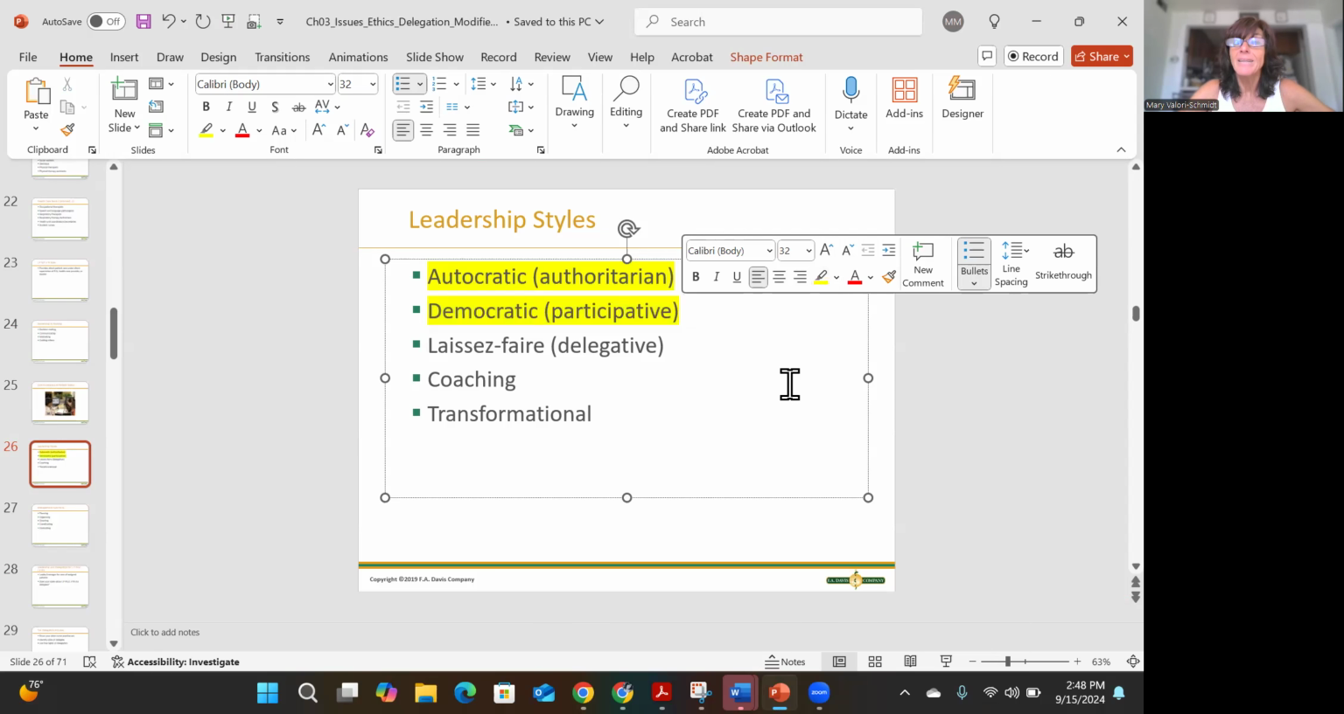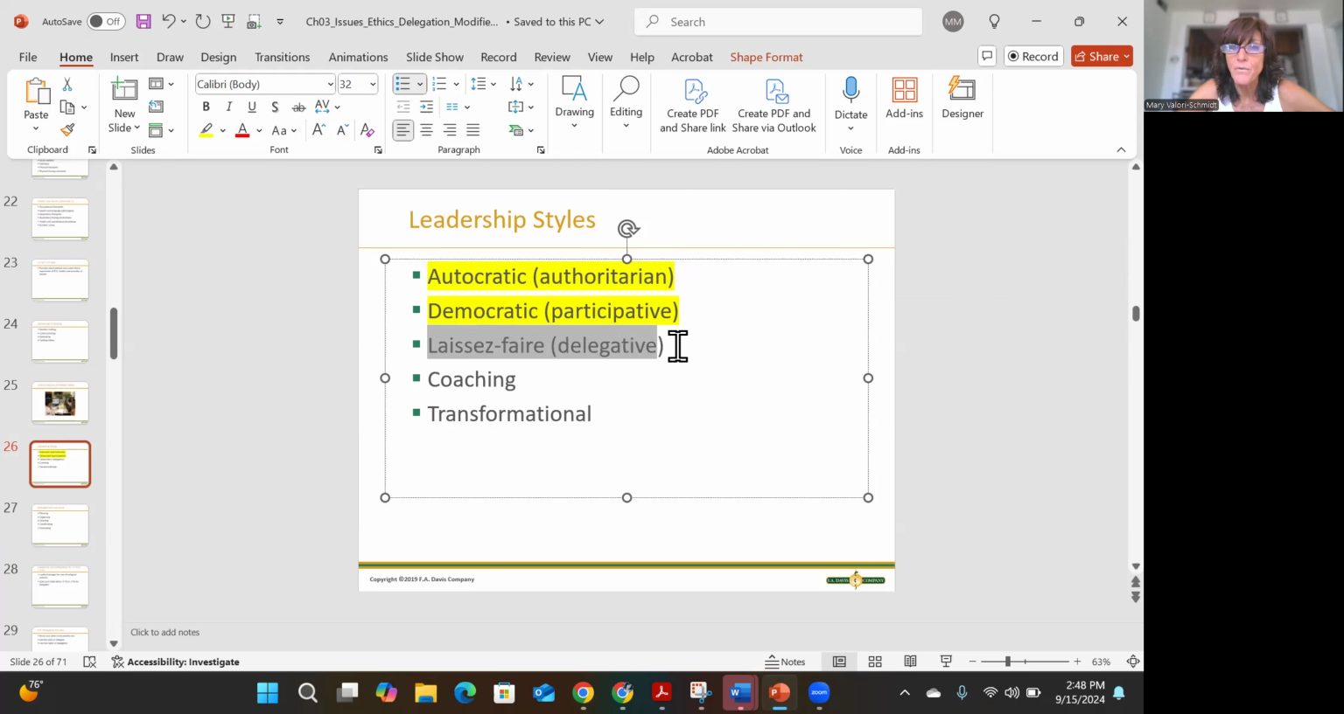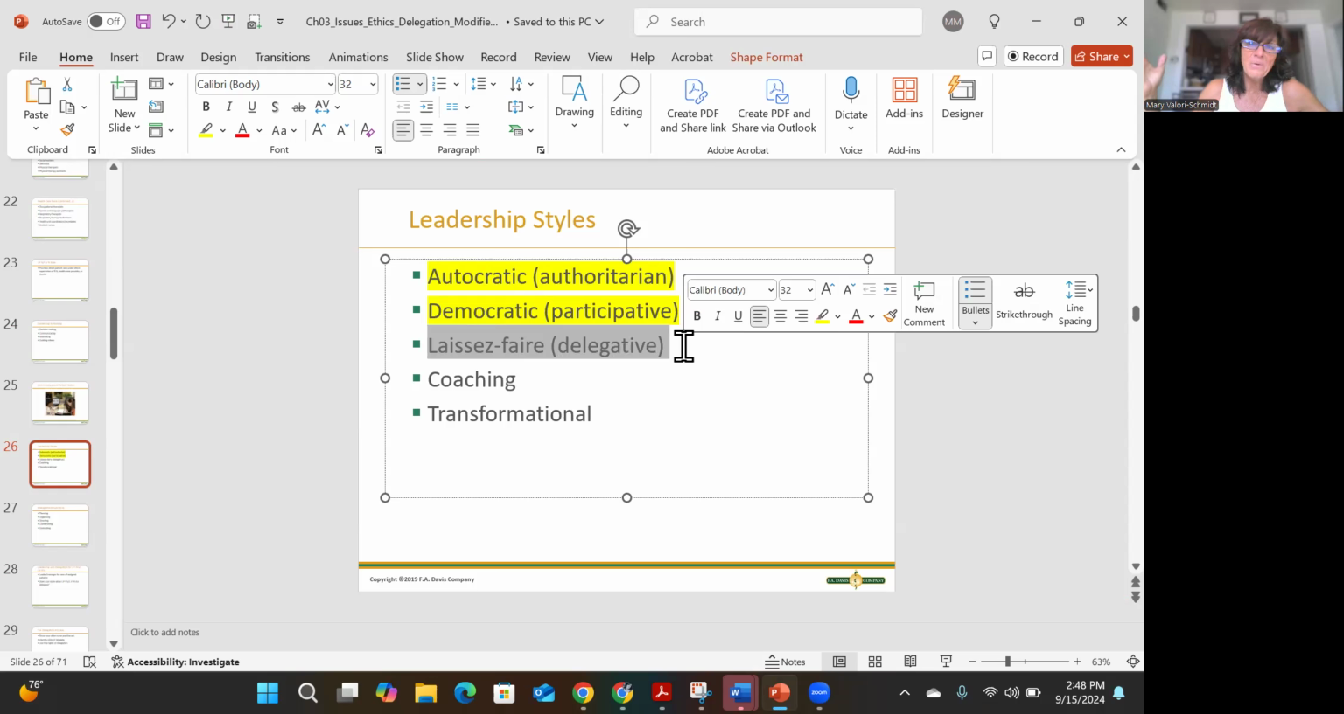Participative. Laissez-faire. Just think of lazy. I hate to say that, but that's a way to remember what laissez-faire is. That's a French word, which means whatever you want to do. So that's the leader that just says, whatever you guys want to do, you guys handle it, right? There's a coaching type leader, which kind of falls in with transformational. It's like, rah, rah, rah. Come on, let's do what we need to do.